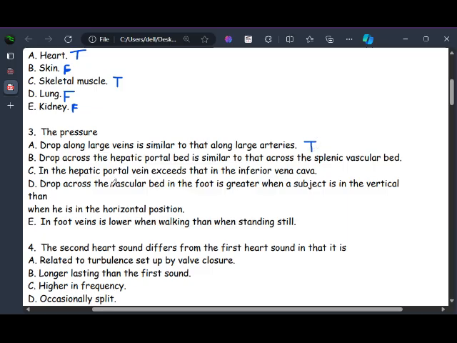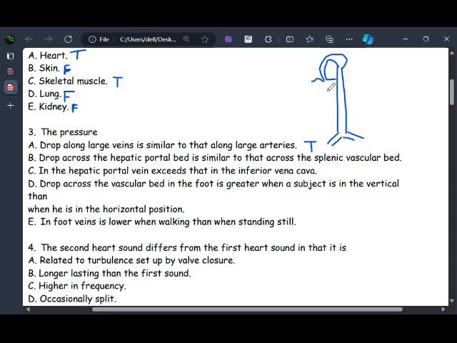So the pressure drop across large veins is similar to that across large arteries. What does this mean? If you take the length, let's say from the thoracic aorta, the descending aorta, coming down to where it bifurcates into the left and right common iliac arteries. We are saying that the pressure drop, because obviously this part is closer to the heart, the arch of the aorta here, is coming from the left ventricle of the heart there.